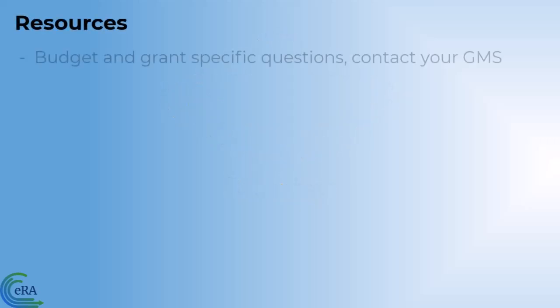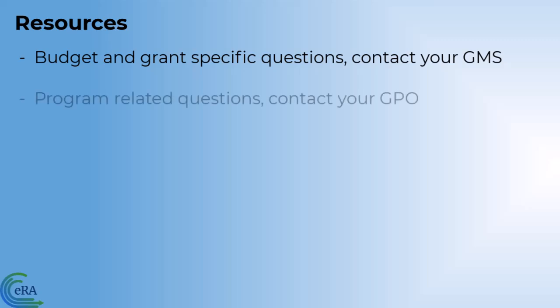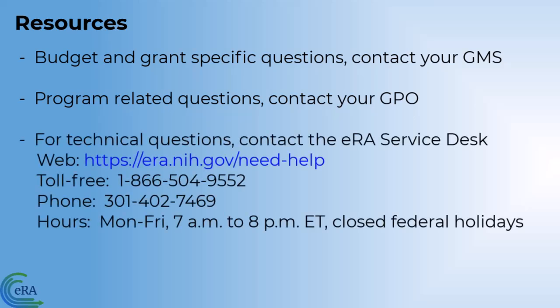Resources. If you need additional assistance, you can contact your assigned Grants Management Specialist, GMS, for budget and grant-specific questions. You can contact your assigned Grants Project Officer, GPO, for program-related questions. And for technical questions, contact the ERA Service Desk.